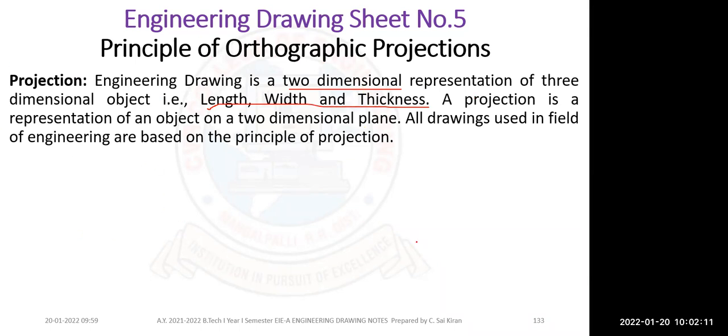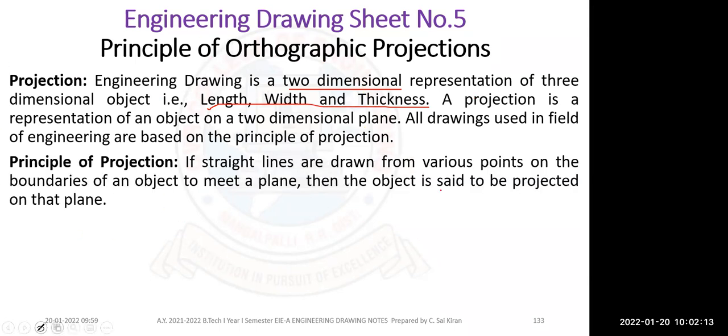This orthographic projection is based on the principle of projection. What is the principle I have explained earlier? Straight lines are drawn from the various points of the object. Suppose I have a triangle ABC. Only this ABC will be projected on the other side, on the projector.